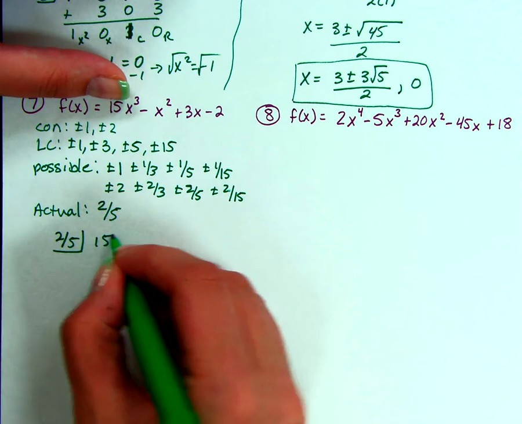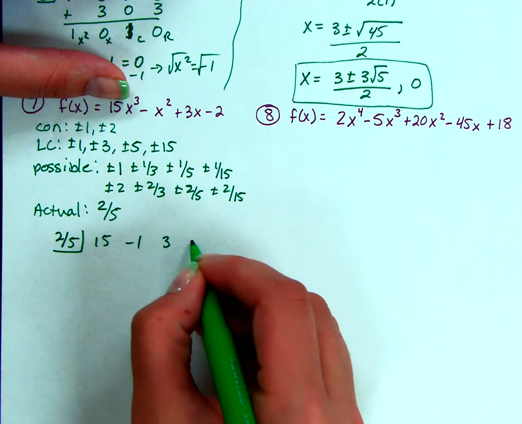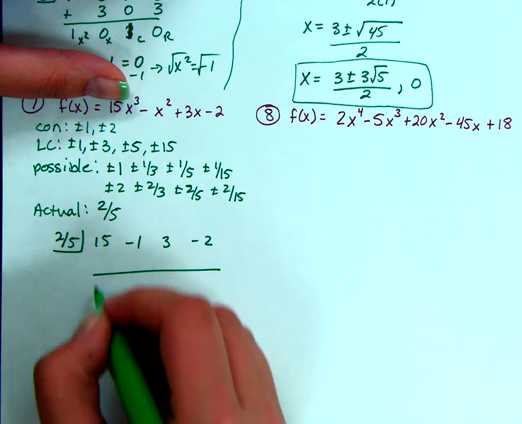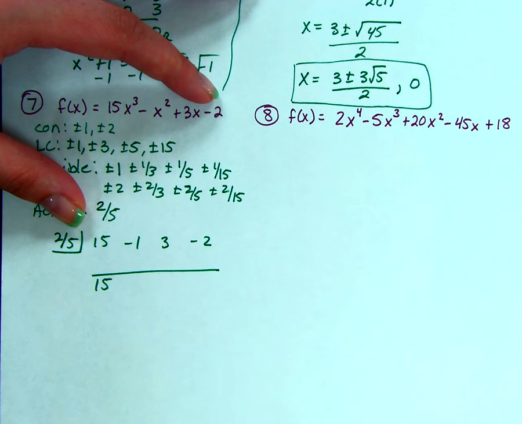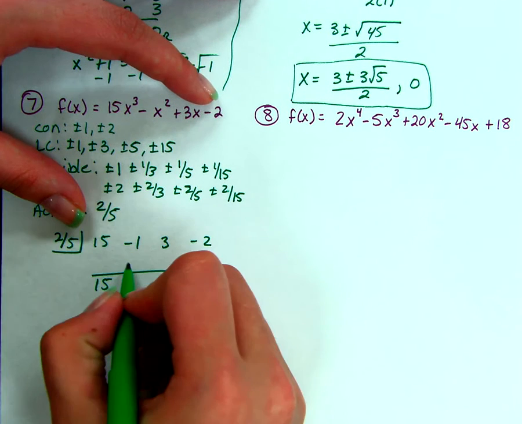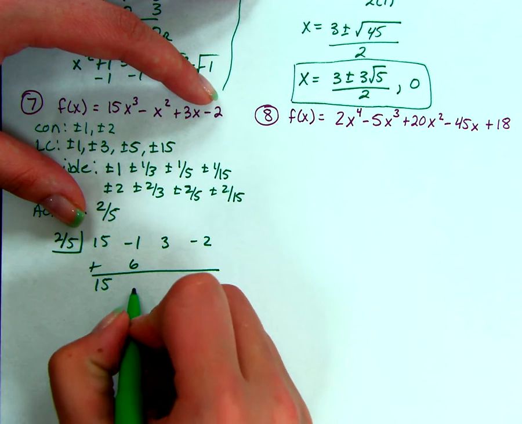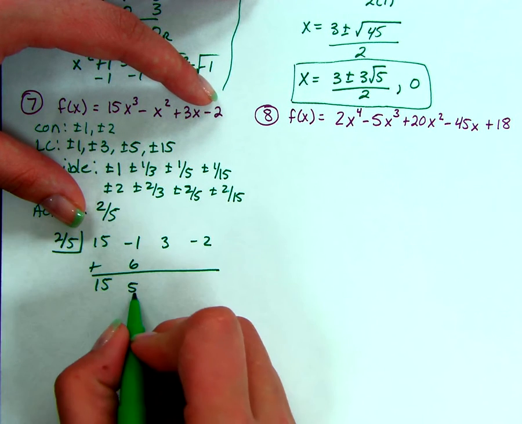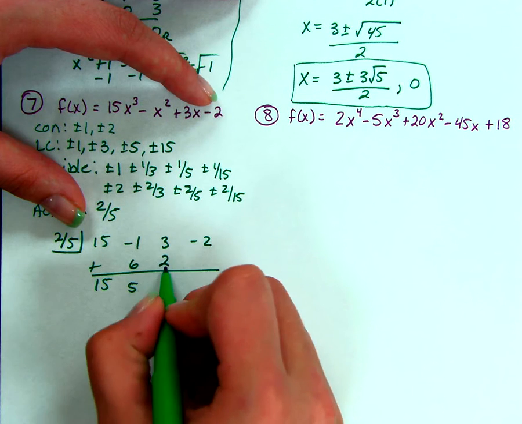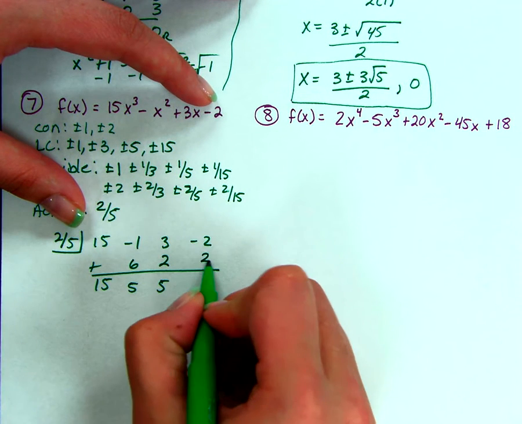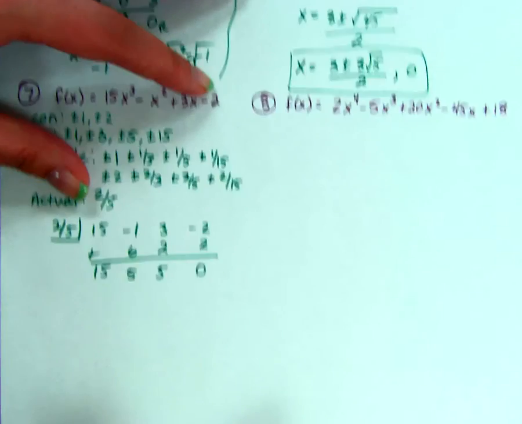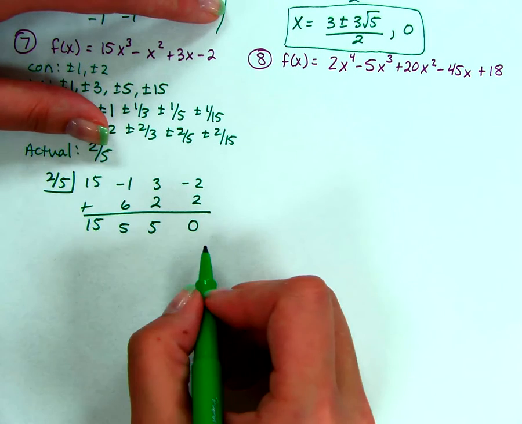So 15, -1, 3, -2. So 15 comes down. And then we're taking 2/5 times 15, which is 6. So that goes here. Add to get 5. 2/5 times 5 is 2. Add to get 5. And 2/5 times 5 is 2 again. Add to get 0. So again, we're going to put this back into a quadratic equation.